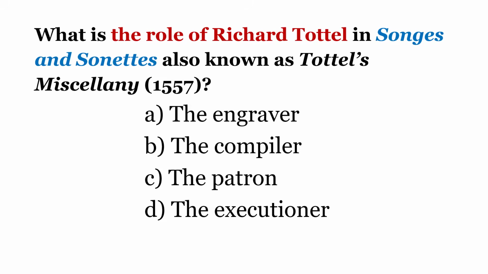Option A, the engraver, B, the compiler, C, the patron, D, the executioner. Answer B, the compiler. Richard Tottel was the one who compiled all these poems under Songs and Sonnets. Then later it was called Tottel's Miscellany.